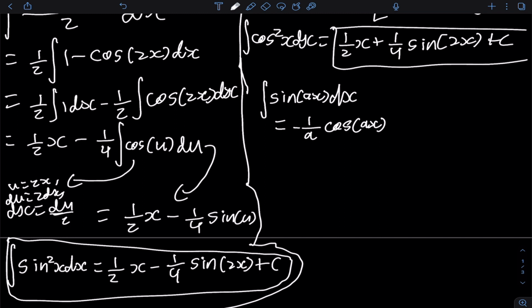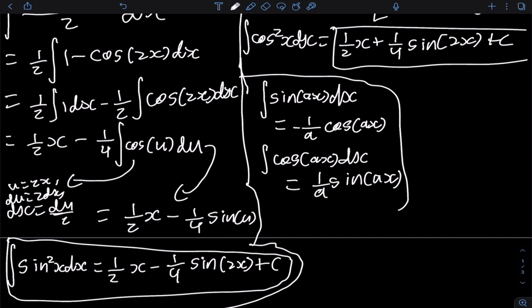And the same thing goes for cosine. When you have the cosine of ax, the integral of that, we can take the same u sub and see that the integral of cosine is sine, so we have the sine of u, which is ax, and we still have our 1 over a factored out of that. So this is just a useful formula to know.